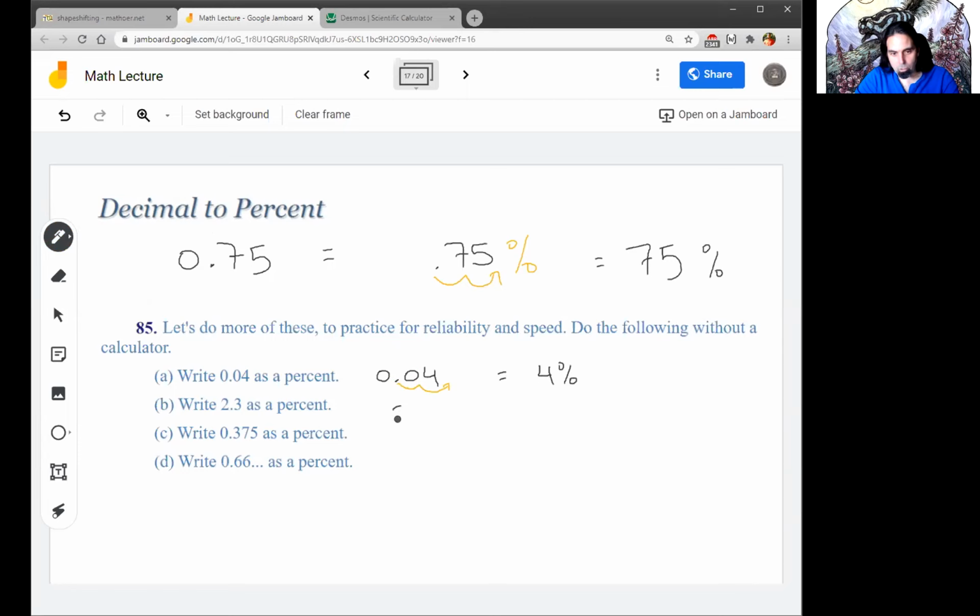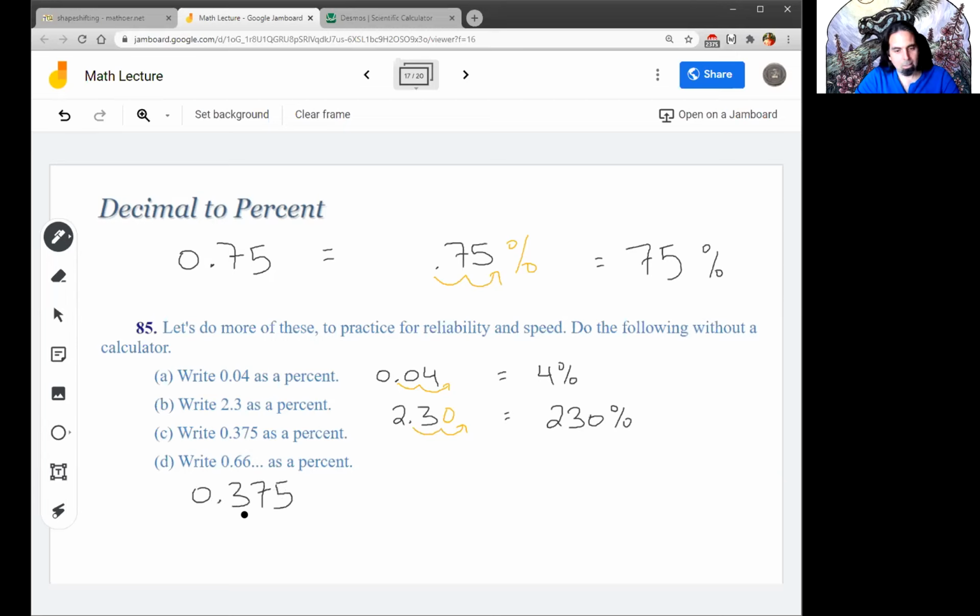Or I have 2.3. I have 2 copies of something and almost a third more. If I want that as a percent, what happens when I go past the edge of my number? 0. So 2 of something is unsurprisingly 200%. But this is more than 200%. It's 230% because I had more than 2 of the thing.